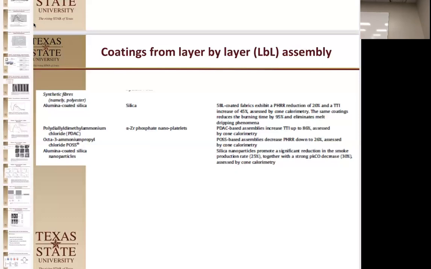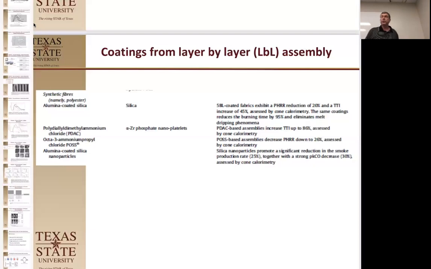Then we have zinc phosphate nanoplatelets with three different types of ion. Those are the cations here. We see an increase in time to ignite for just the polymer-based one, decreased peak heat release by 26% for the one with POSS, and the nanoparticles get a smoke reduction of 25%. And the CO2 is increasing as well. So the aluminum nanoparticle with the zinc zirconium phosphate system, the inorganic system with no organic binder, performed really well and did not produce as much smoke.